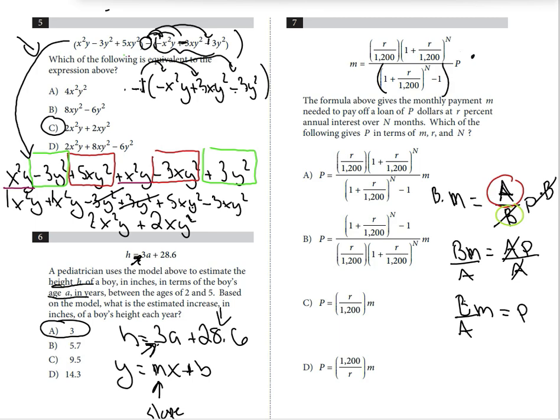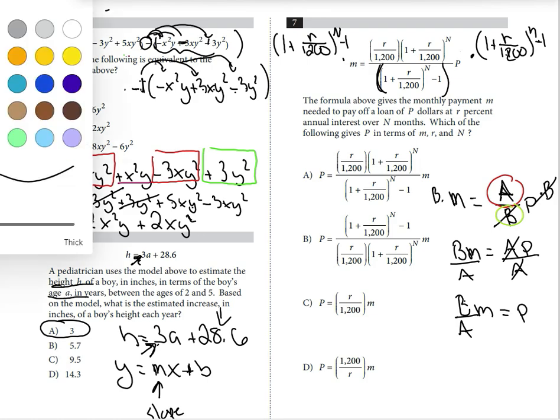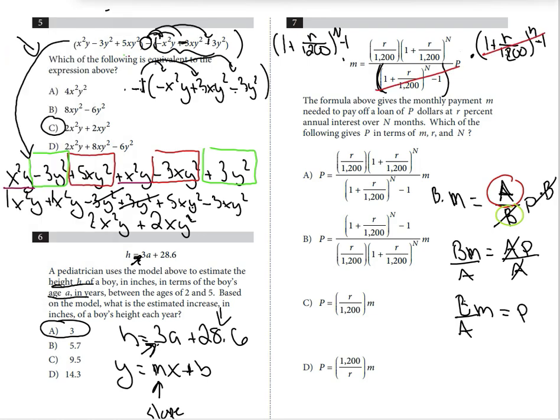So I want to multiply by 1 plus r over 1,200 to the n minus 1. Okay, so I'm multiplying both sides by this denominator, 1 plus r over 1,200 to the n power over 1. All right, so these values are going to cancel out and cancel out on the right, so I'm just left with this p. Okay, so I've got p right here.